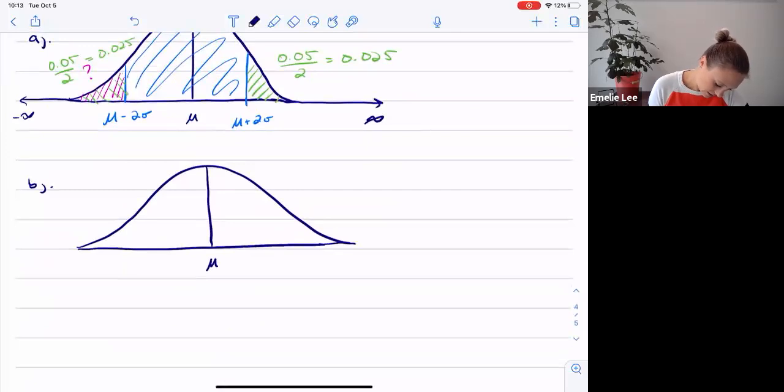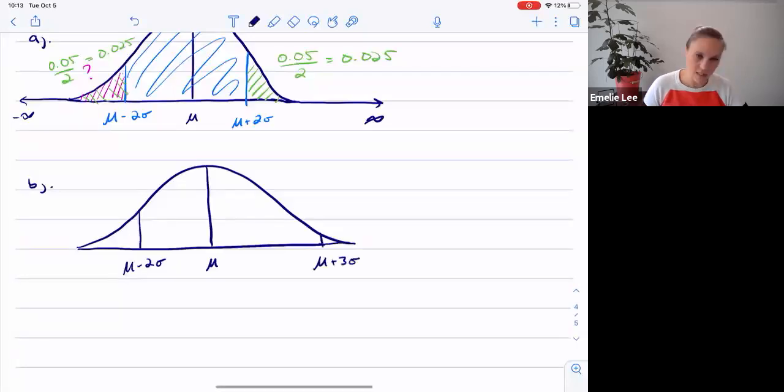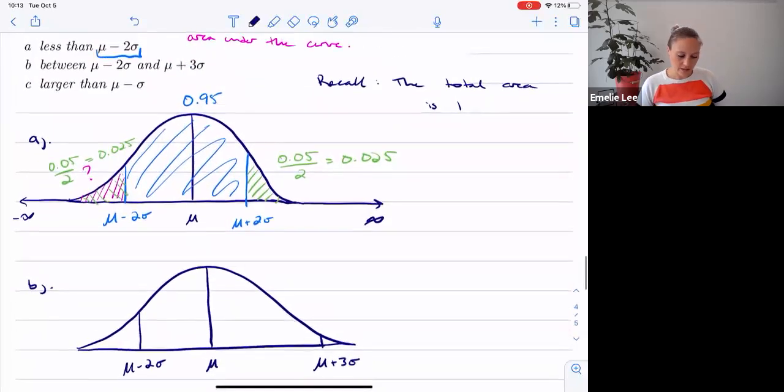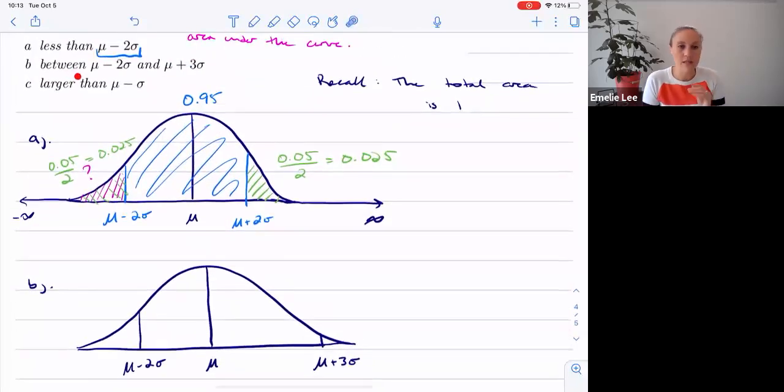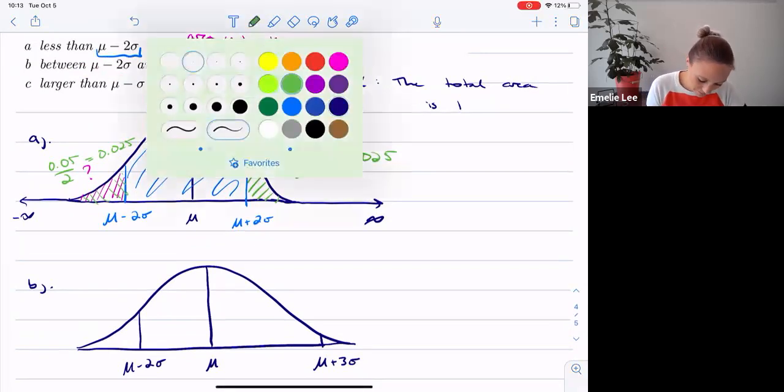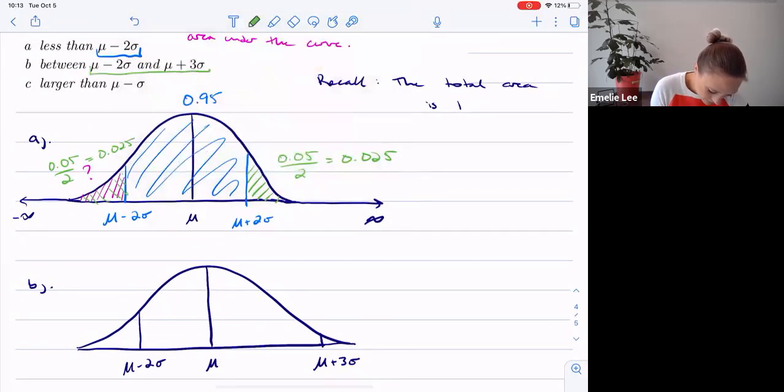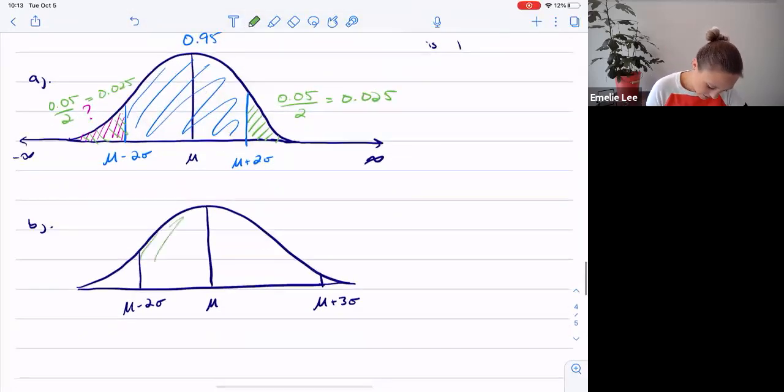So here, from mu minus 2 sigma up to mu plus 3 sigma, the area that I want is the probability of being between these two values, right? Between the lower cutoff and the upper cutoff. So the area that I'm interested in here is going to be this area here.